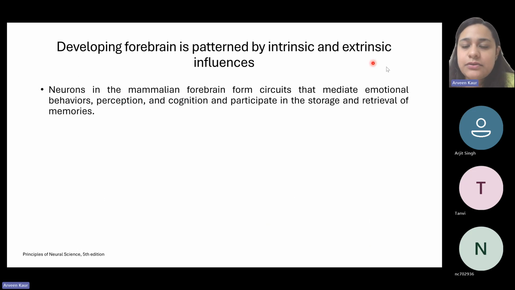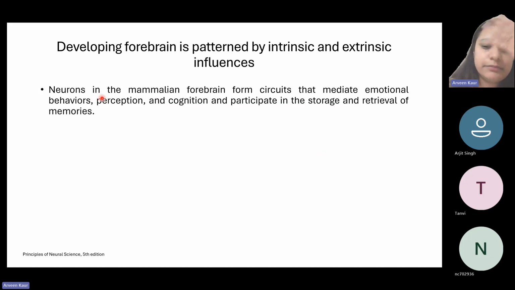Okay. So, the developing forebrain is also patterned by intrinsic and extrinsic influences, right? Over there, we have ended our discussion about the dorsoventral axis and the anterior-posterior axis also now. Now, we will talk about the development of the forebrain, right? This is a very brief topic that we are going to touch. Over here, you know what the forebrain is, right?